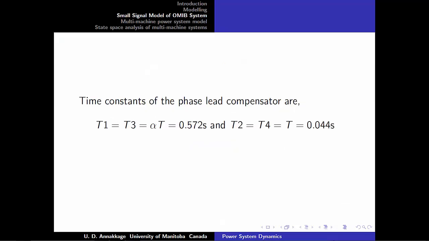So the time constants of the phase lead compensators are two identical compensators. T1 equals T3 equals alpha T, which is equal to 0.57 seconds, and T2 equals T4, also equal to T, is 0.044 seconds.